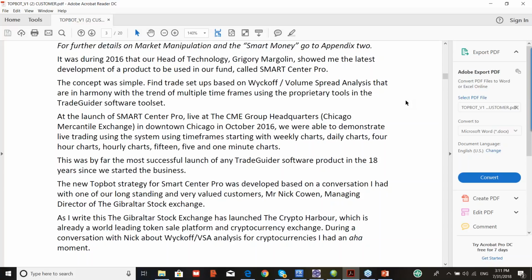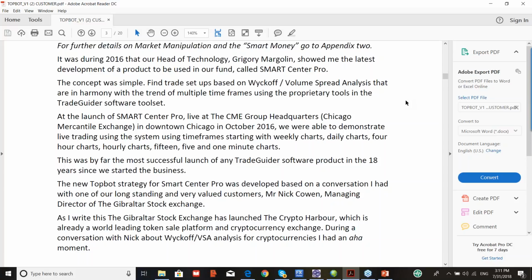In 2016, our head of technology, Grigory Margolin, showed me the latest development of a product to be used in a hedge fund called Smart Center Pro. The concept was simple. Find trade setups based on Wyckoff volume spread analysis that are in harmony with the trend of multiple timeframes using the proprietary tools in the Trade Guider software toolset.